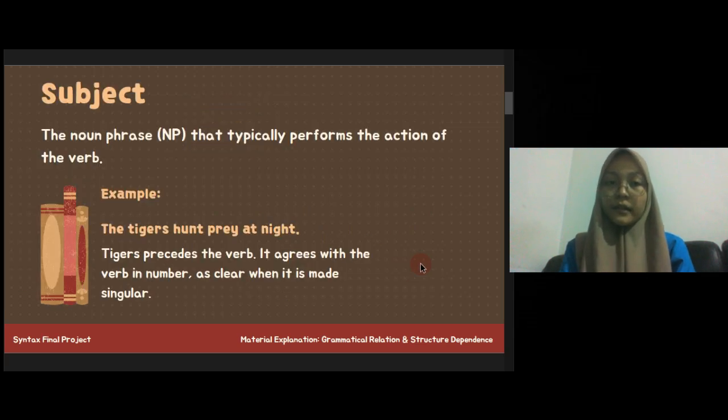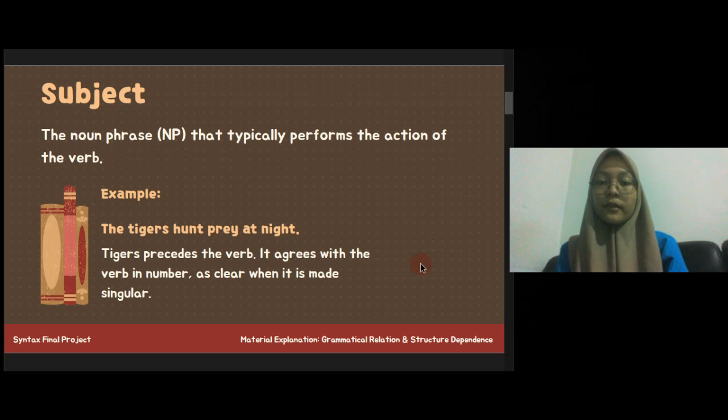Let's see subject. Subject is the noun phrase that typically performs the action of the verb. For example, the sentence "The tigers hunt prey at night." The word tigers precedes the verb. It agrees with the verb in number, as is clear when it is made singular. So we can see that the word tigers is a subject here.